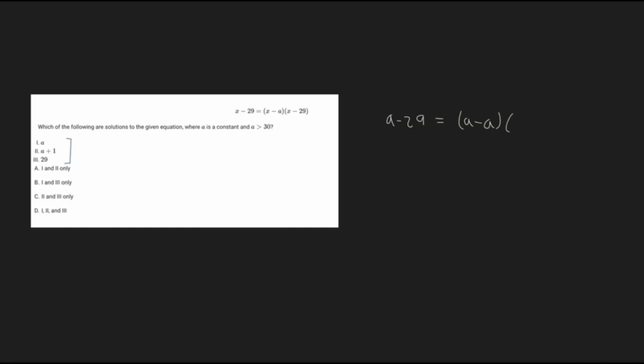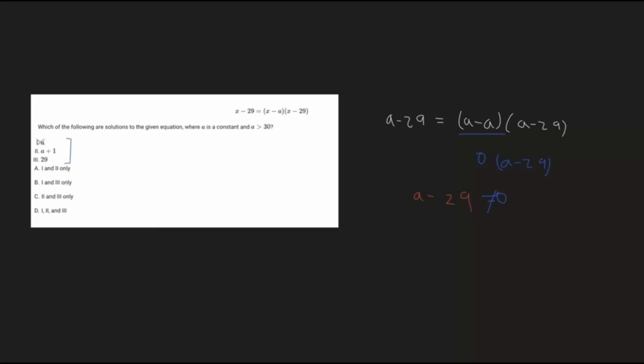And then that is going to be multiplied by x minus 29, which is just the same thing as before, a minus 29. Something interesting you'll realize here is that a minus a is equivalent to 0. And so anything we multiply here, say a minus 29, that will be equivalent to 0, right? And we know 0 is not equivalent to the left side of a minus 29. And therefore, we can rule out number 1 as an answer choice.